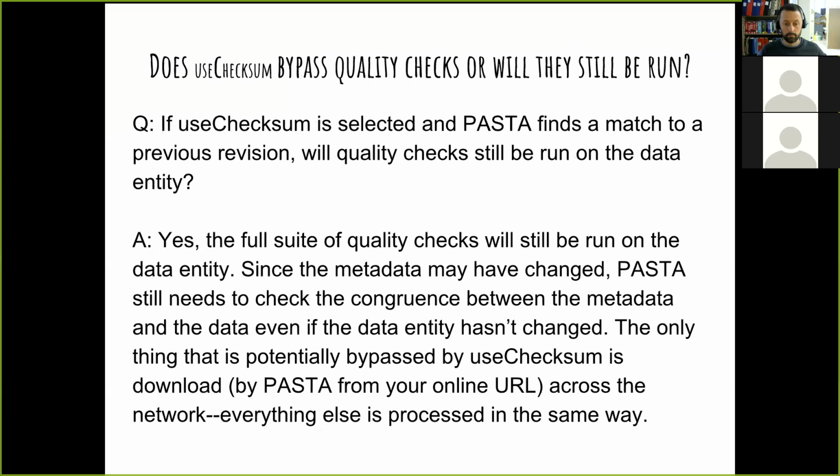Another question, if useChecksum is selected and Pasta finds a match to a previous revision, will quality checks still be run on the data entity? And the answer is yes. The full suite of quality checks will still be run on the data entity. Since the metadata may have changed, Pasta still needs to check the congruence between the metadata and the data, even if the data entity hasn't changed. The only thing that is potentially bypassed by useChecksum is download over the network by Pasta from your online URL. Everything else is processed in exactly the same way.